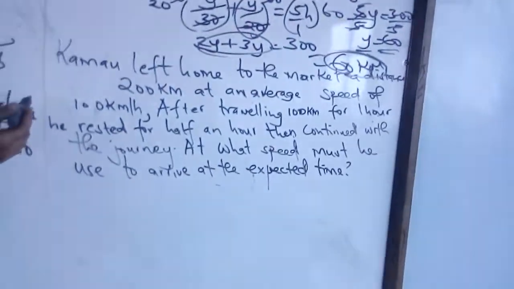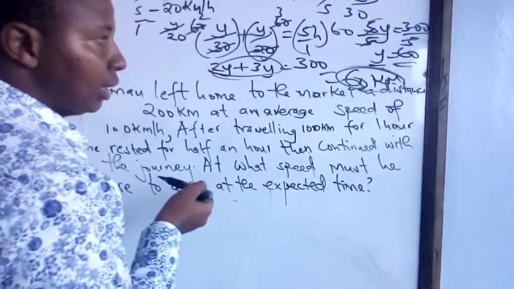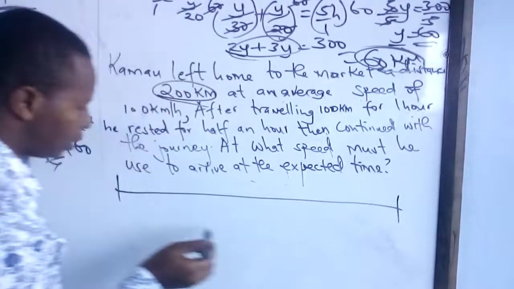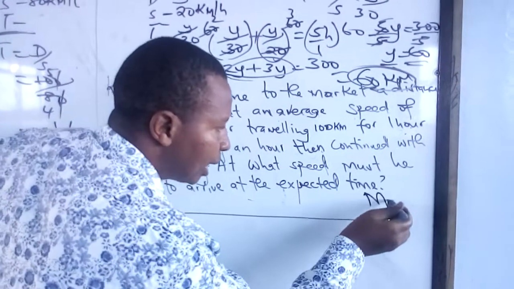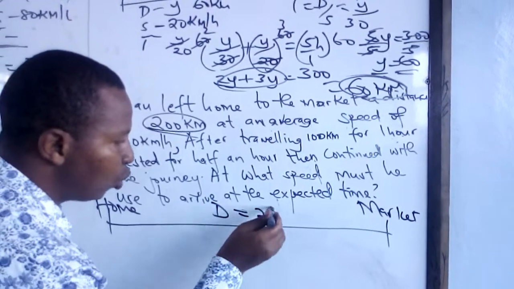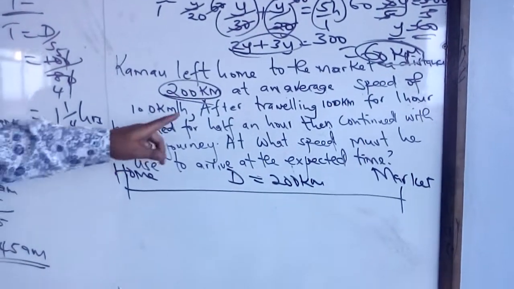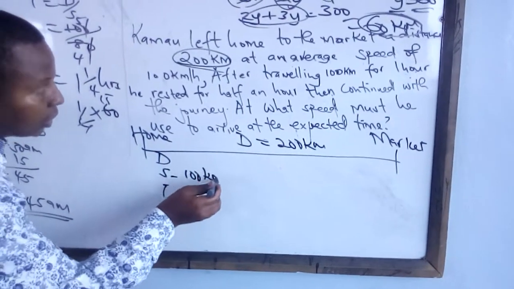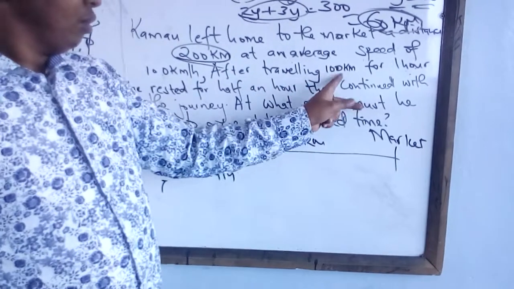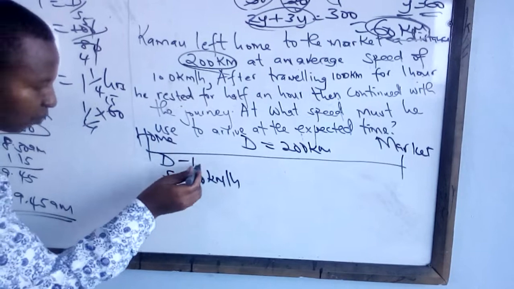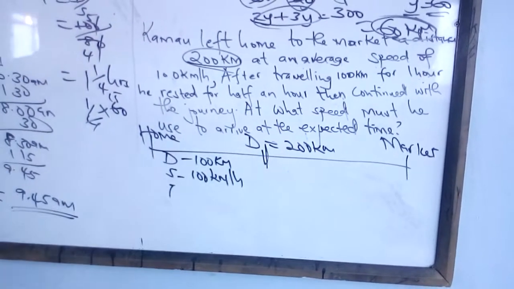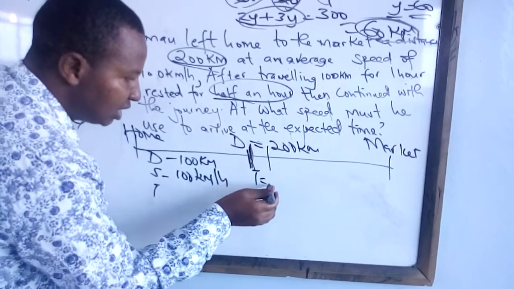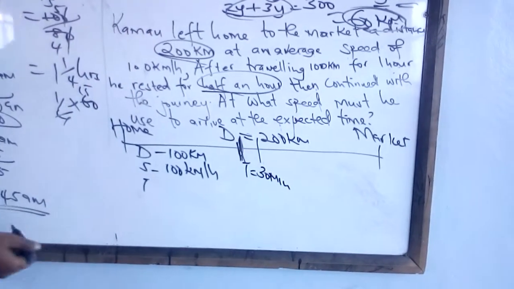Last question. Kamau left home to the market a distance of 200 kilometers. So this is home and market. Distance is 200 kilometers. Then you are told at an average speed, so we have DST. Our speed is 100 kilometers per hour. After traveling 100 kilometers, so the first distance there is 100, you are told he rested for half an hour. So there is resting time here, which is 30 minutes.